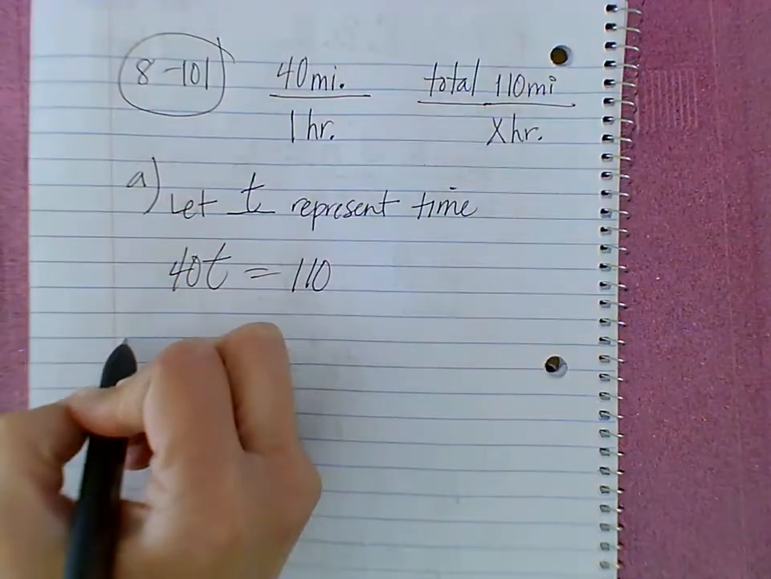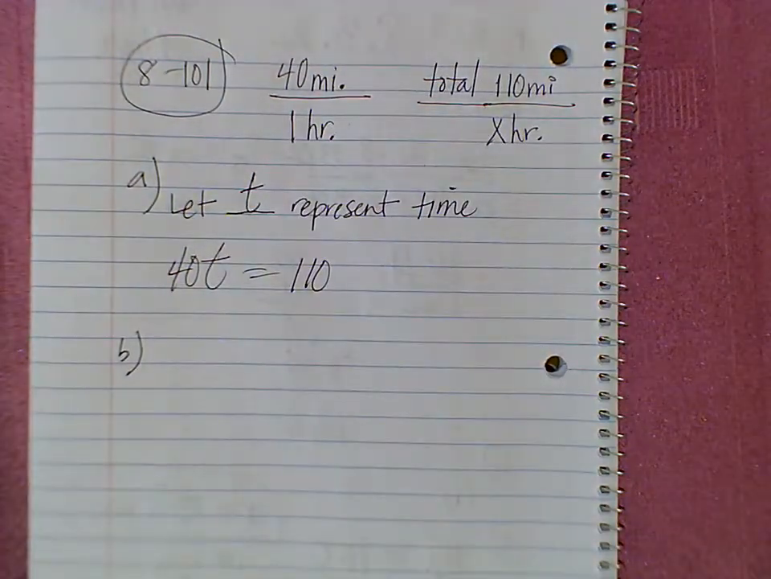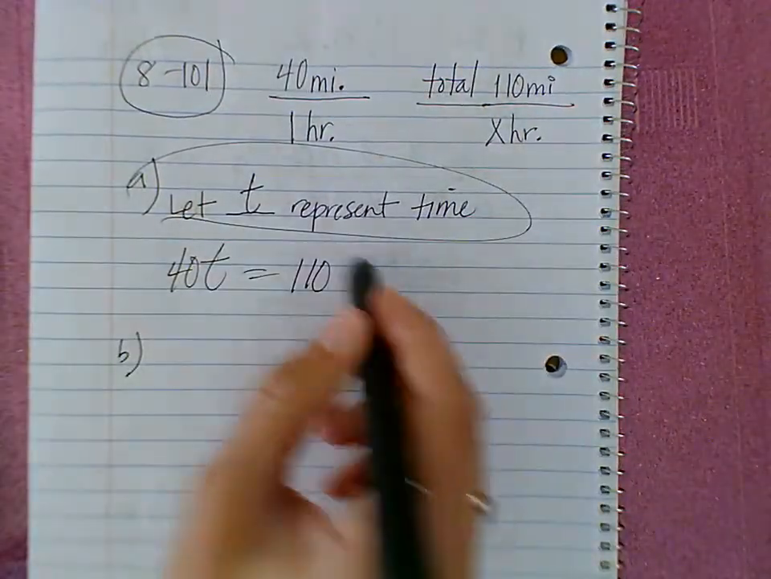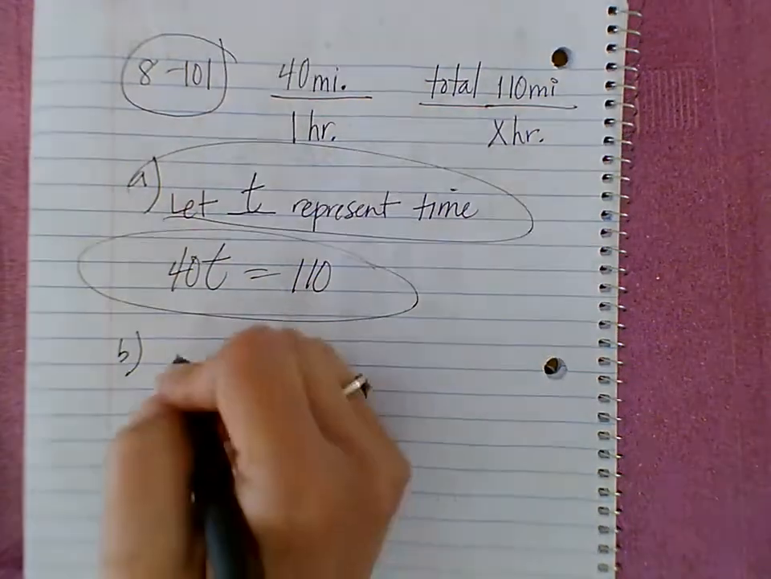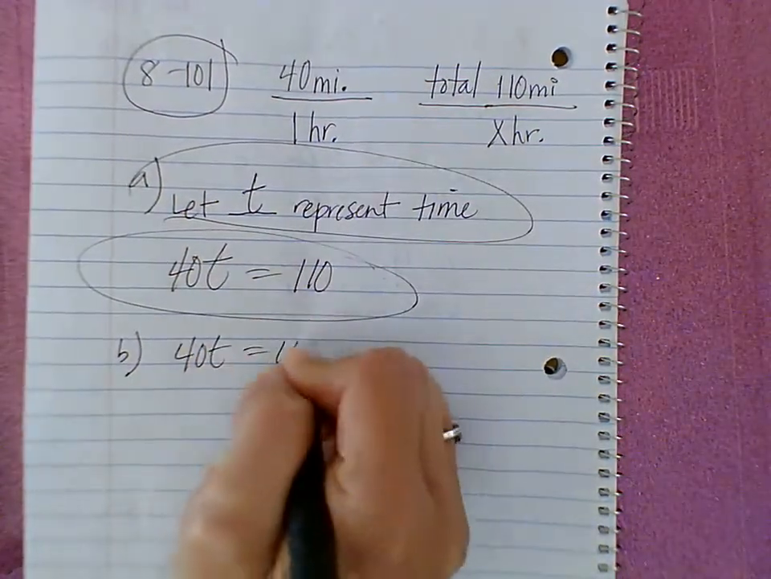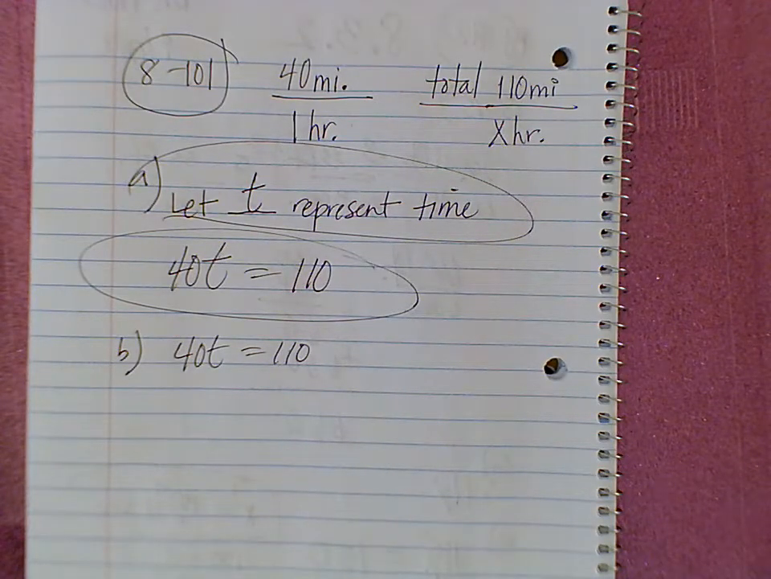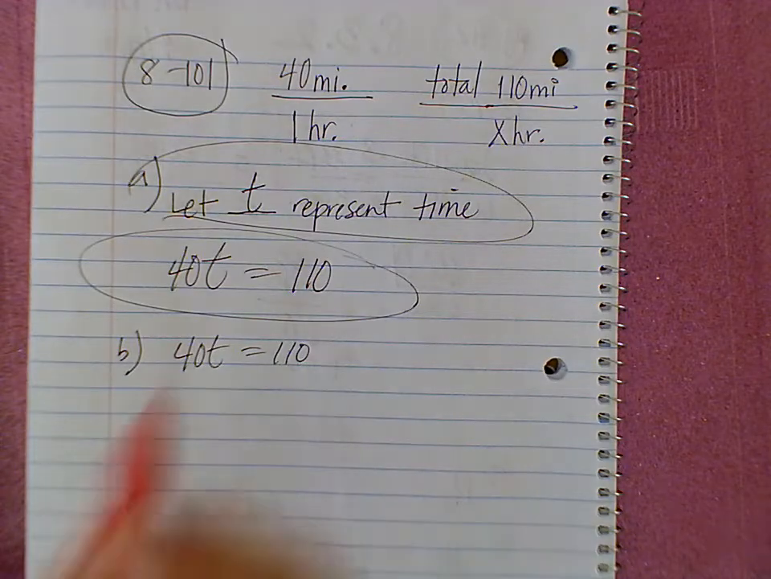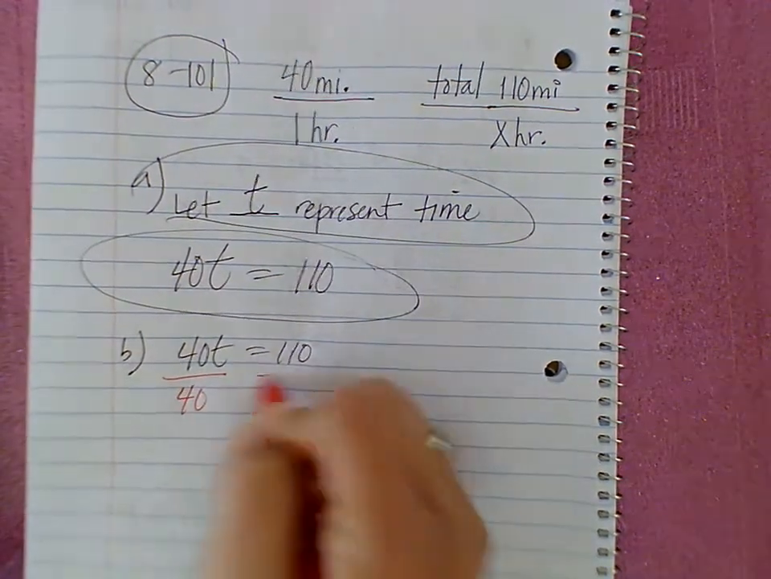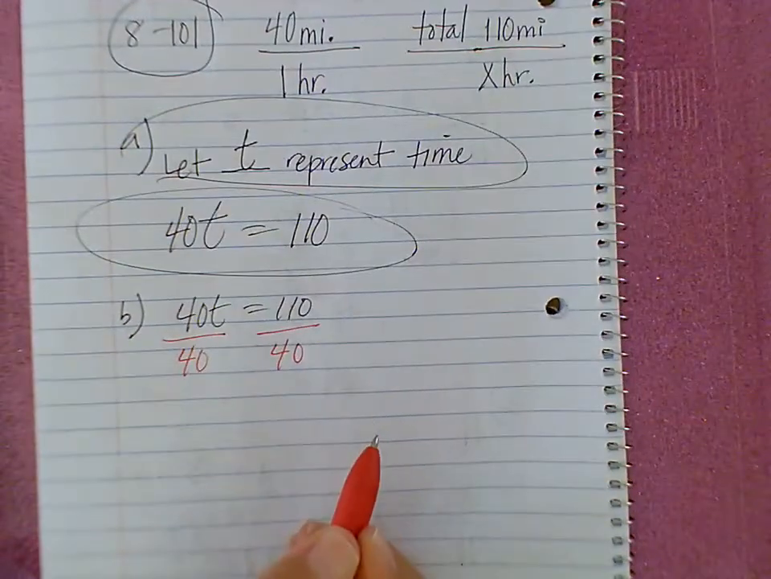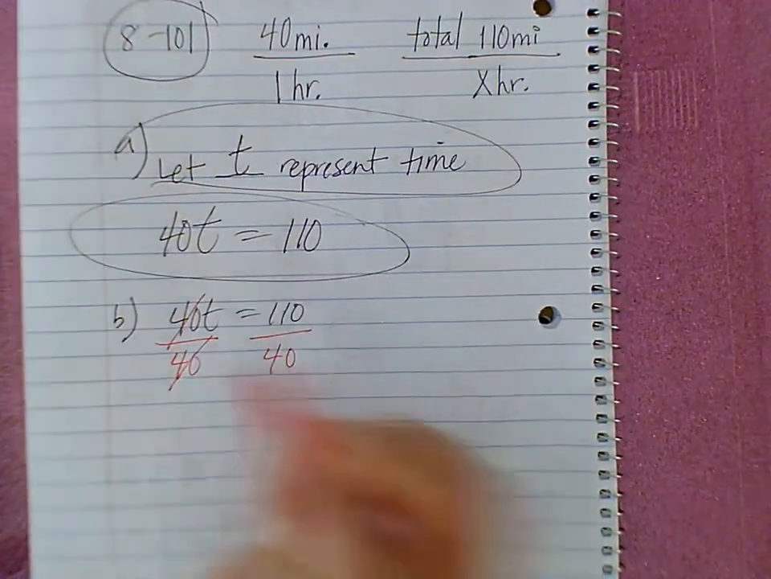By the way, the part of you solving it is technically B. A just asks for you to set up what the variable is and set up the equation. B says solve the equation you set up. How you doing so far? Good.